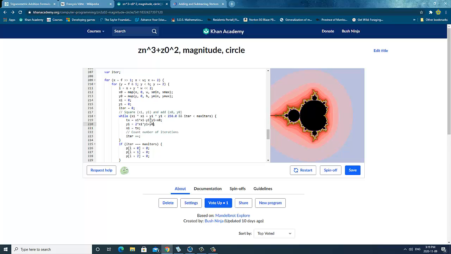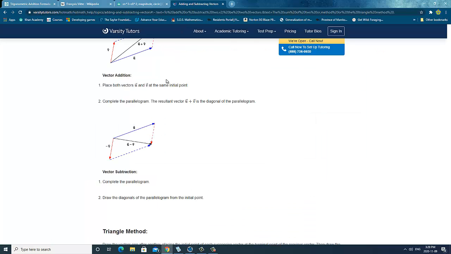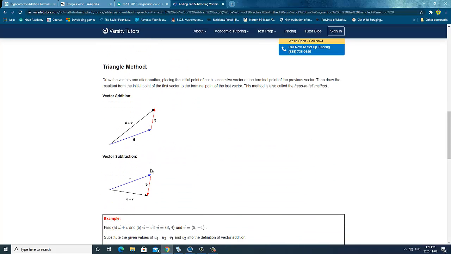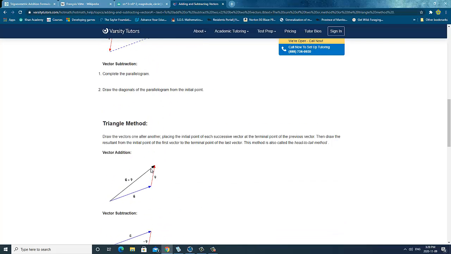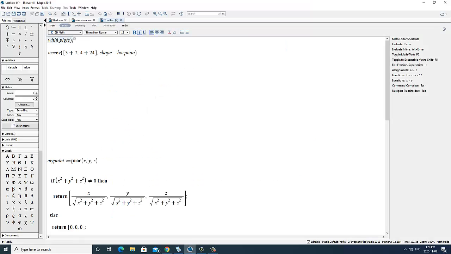Now, I kind of like vector subtraction better. If you go to here, vector addition, in vector addition, the vector you're adding ends up being u minus v. We'll go over that right now.